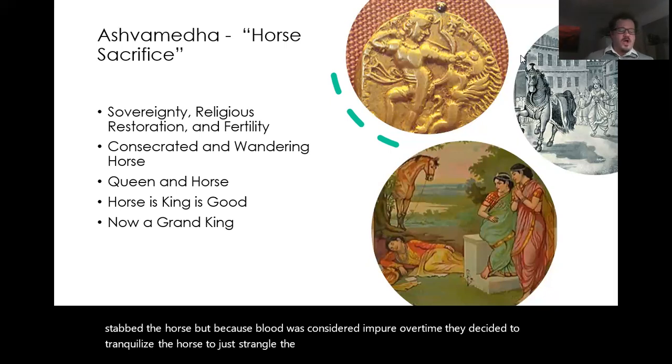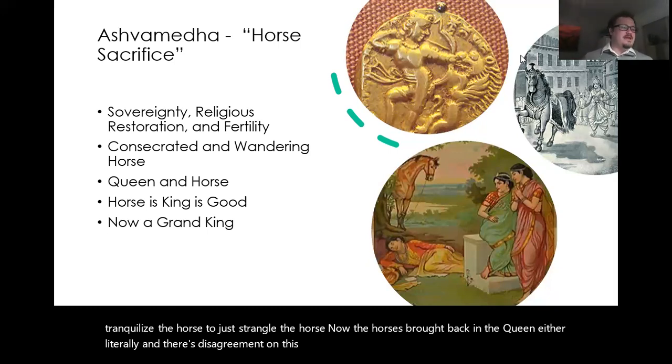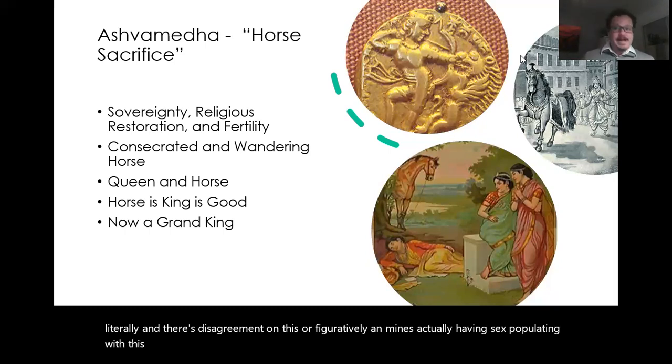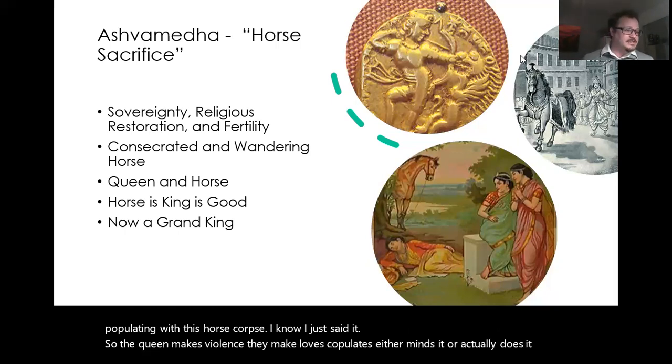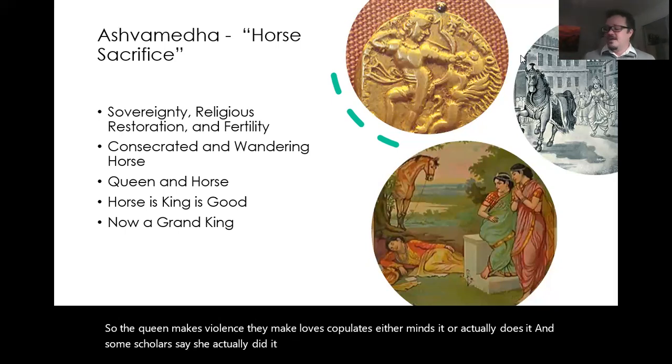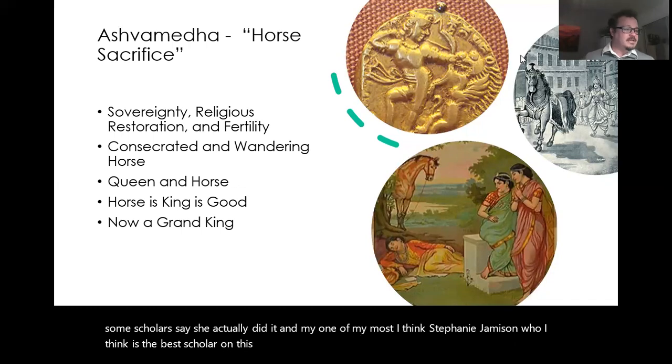Now, the horse is brought back in, and the queen either literally, and there's disagreement on this, or figuratively mimes having sex, copulating with this horse corpse. I know, I just said it. I wouldn't say makes love, but copulates, either mimes it or actually does it. Some scholars say she actually did it, and Stephanie Jamison, who I think is the best scholar on this topic, says the queen actually does it. Anyway, she copulates with the horse.